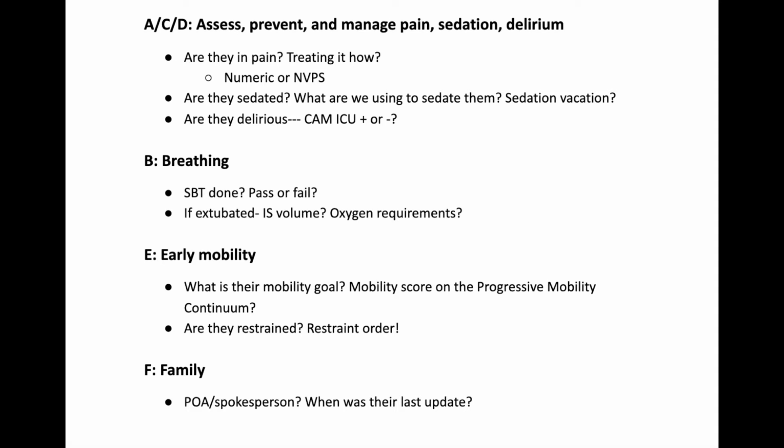The nurses and providers have collaborated to improve the A through F bundle. Our goals are to consolidate the bundle while still including vital nursing-specific information only. A, C, and D should all be combined at the beginning of the bundle: pain, sedation, and delirium. For example, is the patient in pain and how are we treating it?